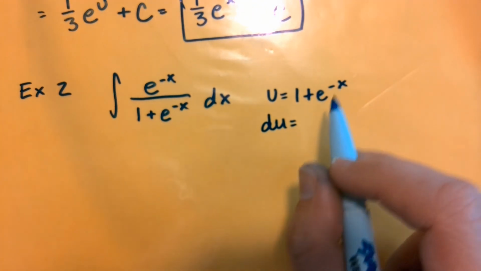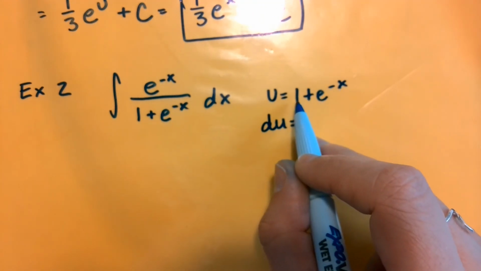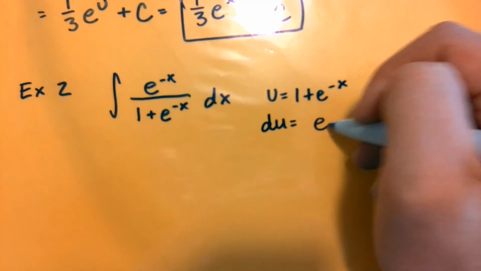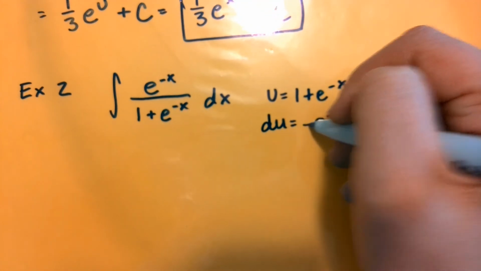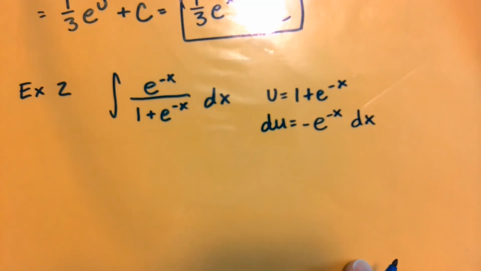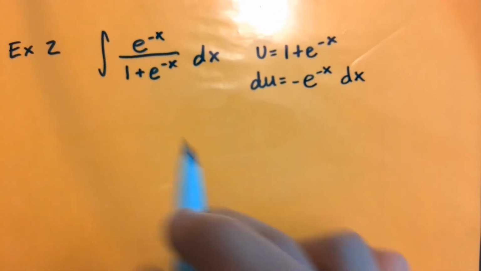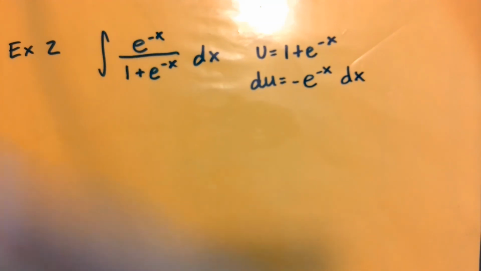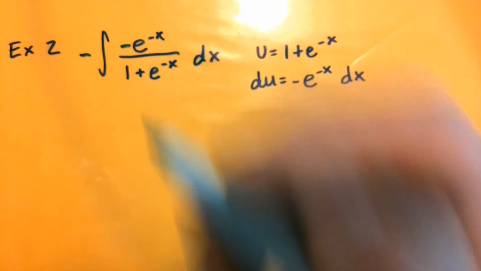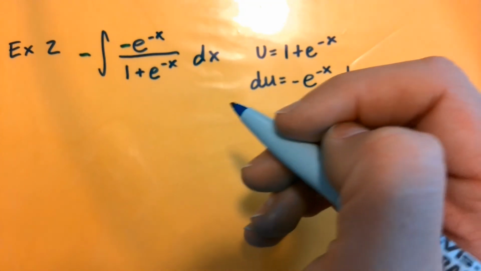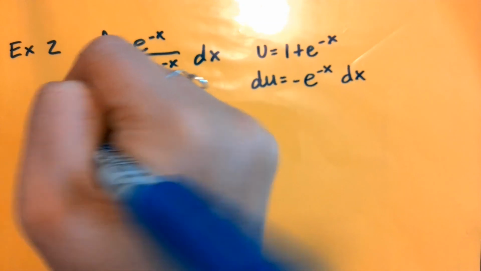And then for my du, I'm going to have my derivative of 1 is 0. My derivative of e to the negative x is going to be an e to the negative x times negative 1 dx. So my whole denominator is the u. My numerator is just missing a negative, so I'm going to multiply my function by 2 negatives, or a negative 1 over a negative 1, however you want to look at that.